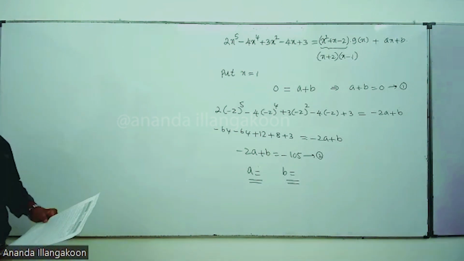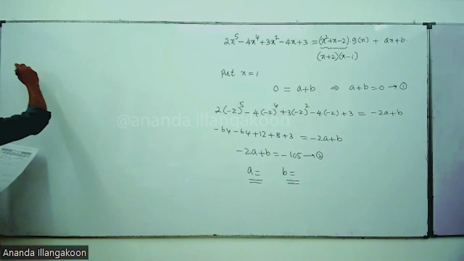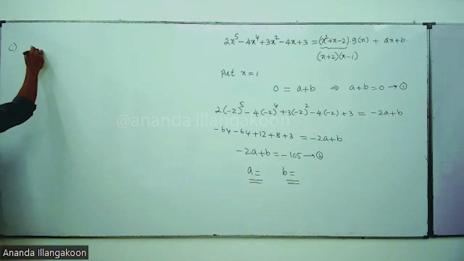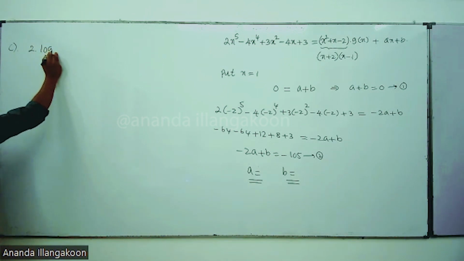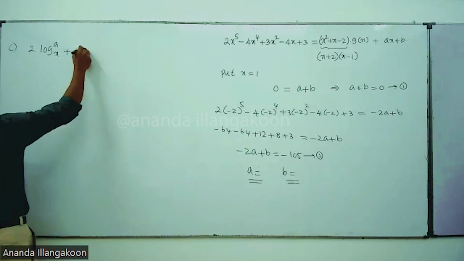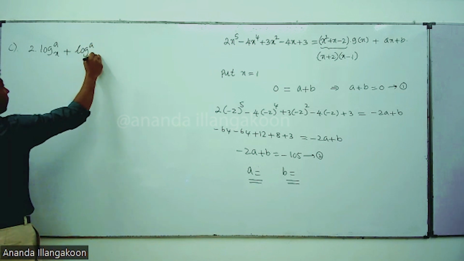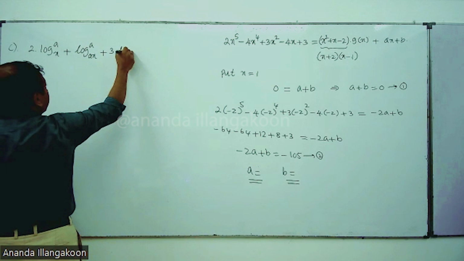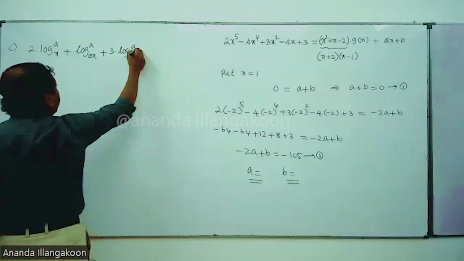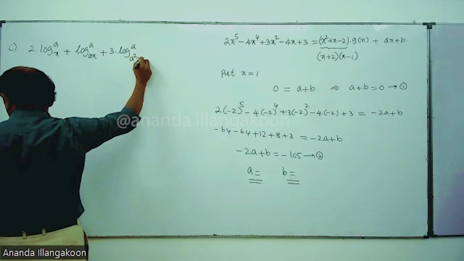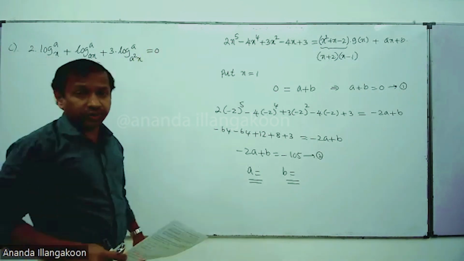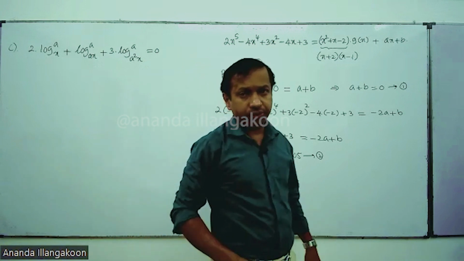Part C, logarithm part. Solve 2 times log a to the base 6 plus log a to the base x plus 3 log a to the base a squared x equals 0. Solve means find x. Solve means find x, right?